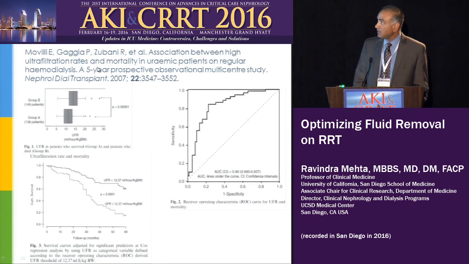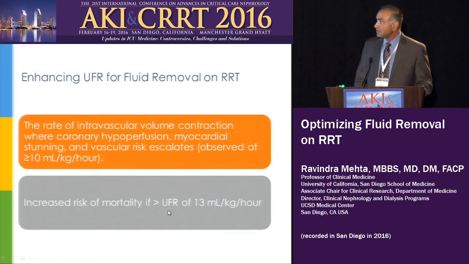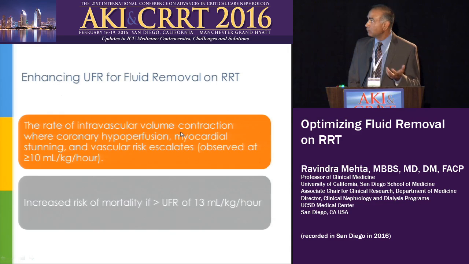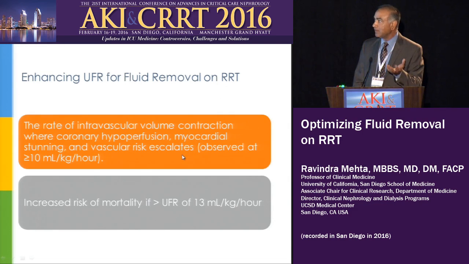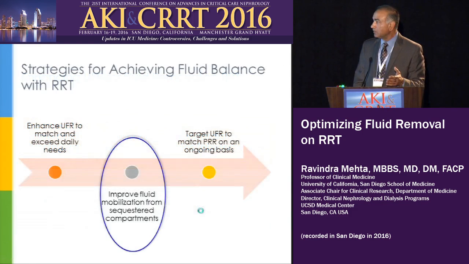And then this additional study, a 5-year prospective observational multicenter study, showed that when you exceed an ultrafiltration rate of about 13, or 12.37 mLs per kilogram per hour, you have a marked increase in risk for mortality. Okay, so what does this mean? This means that the rate of intravascular volume contraction at which coronary hypoperfusion, myocardial stunning, and vascular risk escalate is observed at about 10 mLs per kilogram per hour. That gives you a sort of threshold, and obviously as you get to 13, you're going to have much more. So you start seeing a limit in terms of how hard you can pull this fluid off.